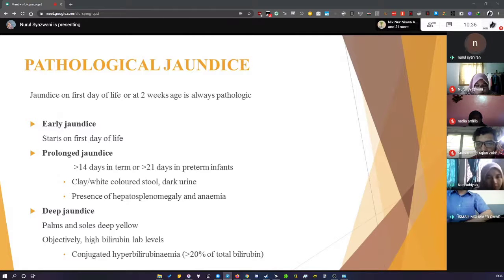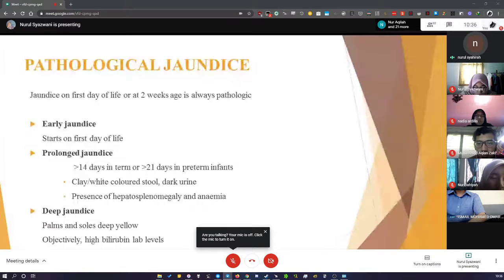Why clay or white colored stool? Can you tell us why? Hepatosplenomegaly may be present, as well as anemia. The third one is deep jaundice, and usually the bilirubin level will be high, causing hyperbilirubinemia.